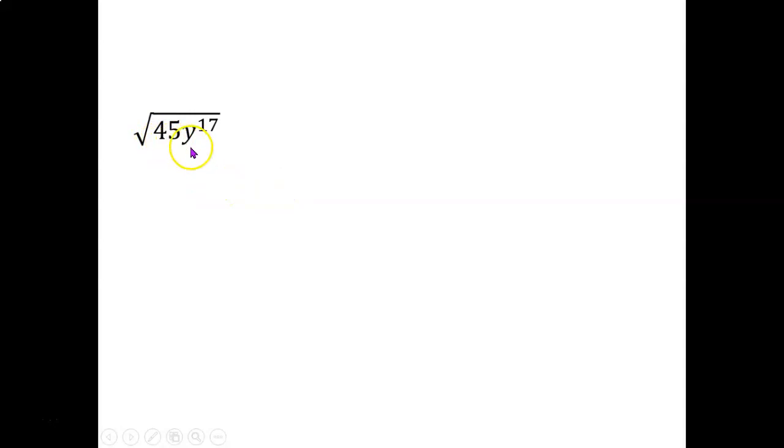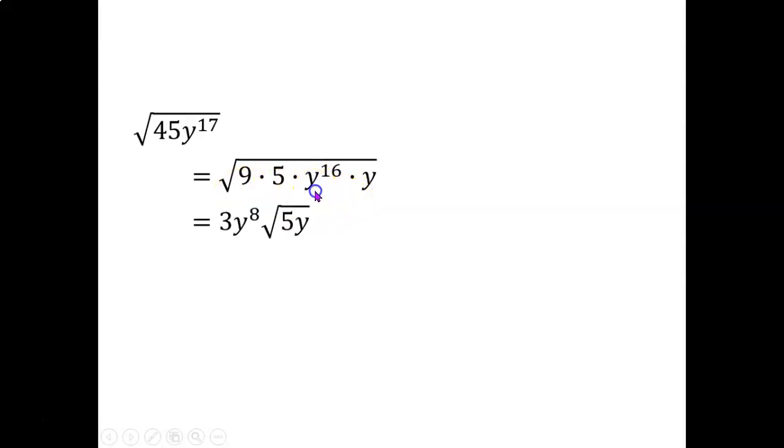And this one just puts those last two examples together. For the square root of 45y to the 17th, we can break the 45 up into 9 times 5, break the y to the 17th up into y to the 16th times y, take the square roots of what we can, get as much as we can out from under the radical sign, and end up with 3y to the 8th times the square root of 5y.